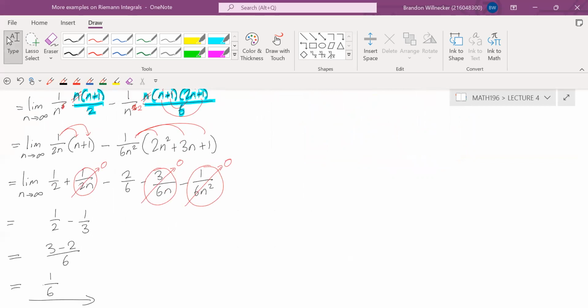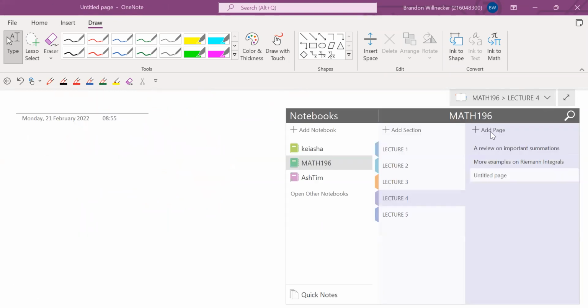Okay. Are there any questions about this? You can either unmute yourselves or you can type your message in the chat. Okay, any questions? Okay, cool. Let's take a look at another example then.